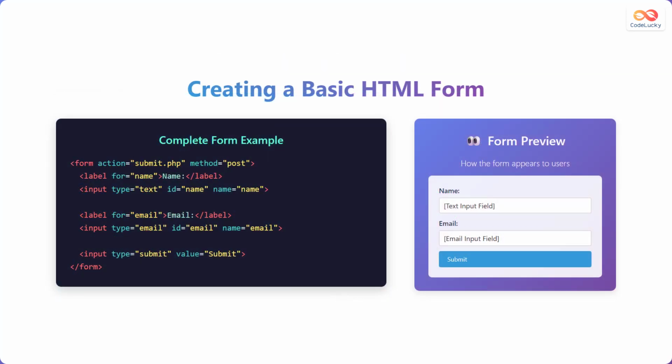Let us create a basic HTML form. Here is an example of a complete form. It starts with a form tag that specifies the action, as submit to PHP, and the method, as post. Inside the form, there are labels and corresponding input fields for the user's name and email address. The labels are associated with the input fields through the for and ID attributes, respectively. At the end, there is a submit button. In the preview of the form, we can see the fields for name and email and a submit button.